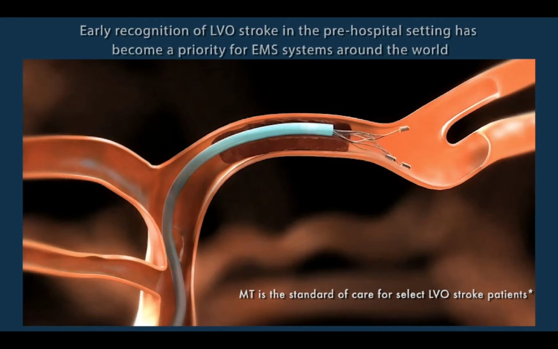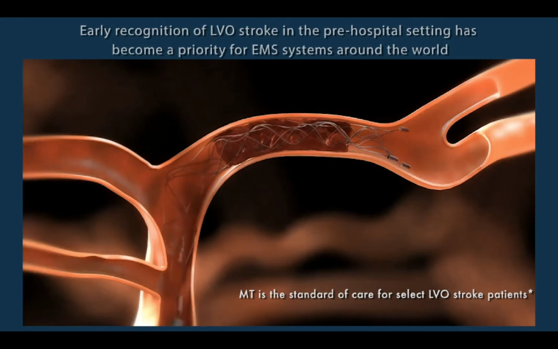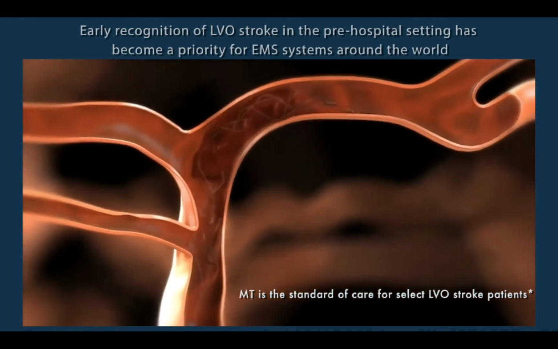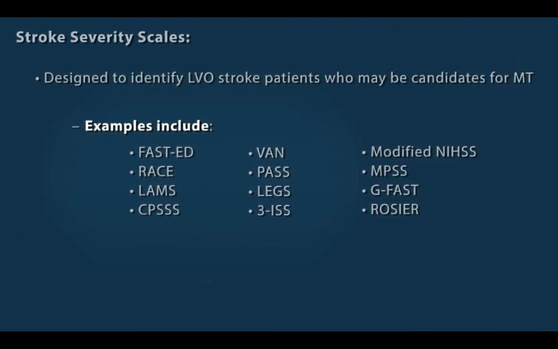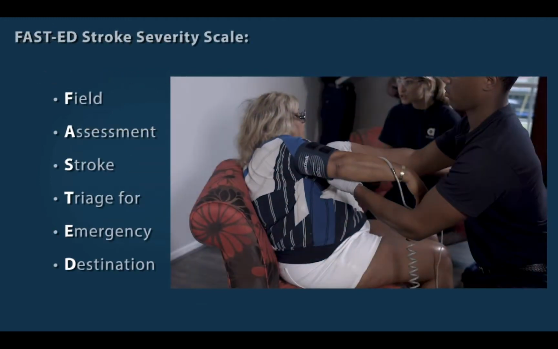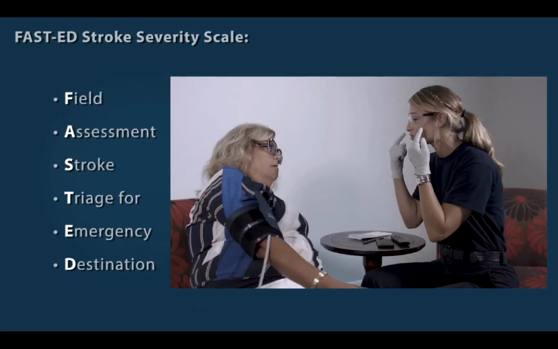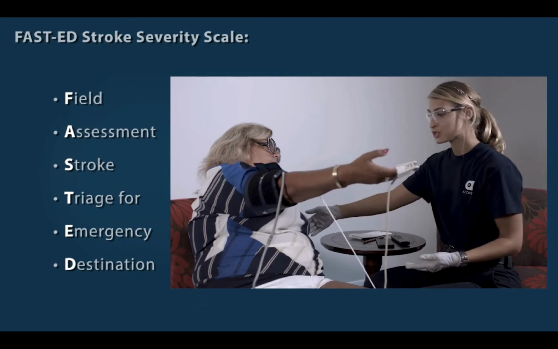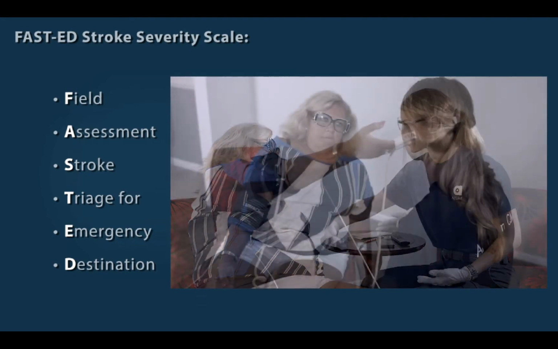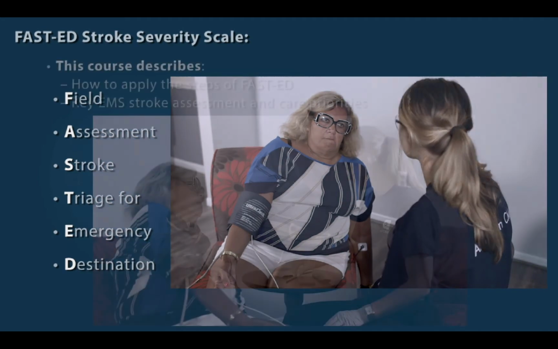As a result, early recognition of LVO stroke in the pre-hospital setting has become a priority for EMS systems around the world. Consequently, a number of stroke severity scales have emerged. Stroke severity scales are designed to identify LVO stroke patients who may be candidates for mechanical thrombectomy. The Field Assessment Stroke Triage for Emergency Destination, or FAST-ED, stroke severity scale was developed deliberately for EMS providers to predict LVO strokes in the field.